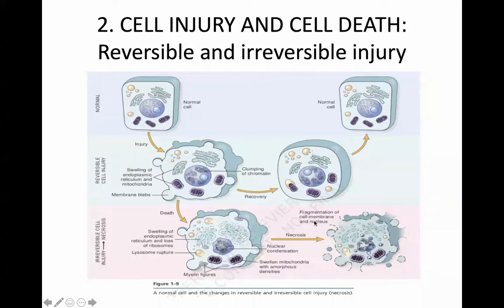And then, of course, in its final throes of death, you find fragmentation of the cell membrane. Once there's fragmentation of cell membrane or dissolution of nucleus, cell death is already in progress. But from reversible injury, you can have it going back, and then once the strain and stress is removed, the cell goes back to normal, and then that's it.